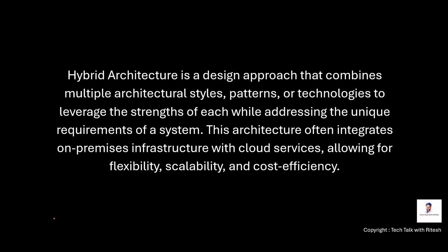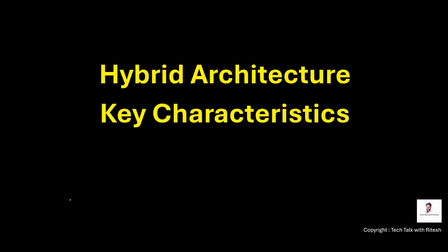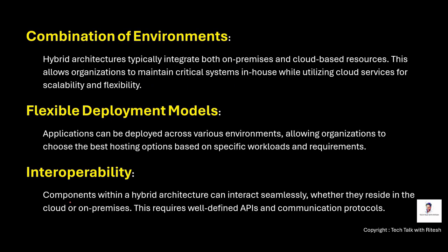This architecture often integrates on-premises infrastructure with cloud services, allowing for flexibility, scalability, and cost efficiency. And this is the key term: on-premise infrastructure along with cloud services. That's why it is called hybrid architecture. And not only do we have different types of architectures, right? So getting those flavors also is terminology used for hybrid architecture. Let's see the key characteristics of hybrid architecture.